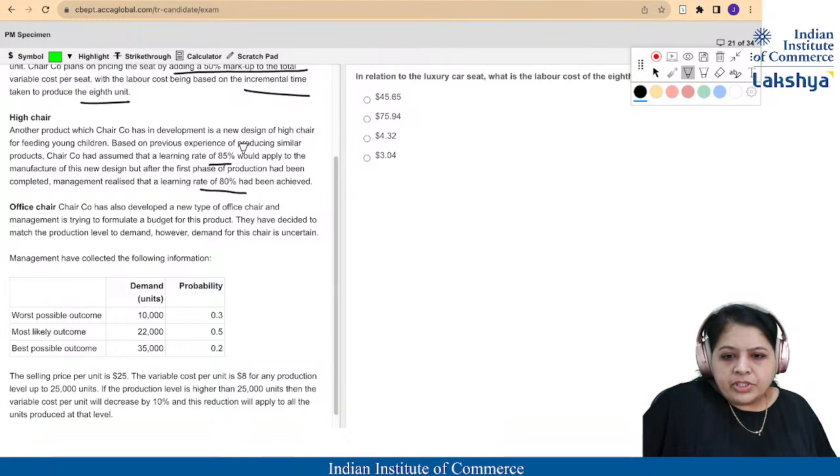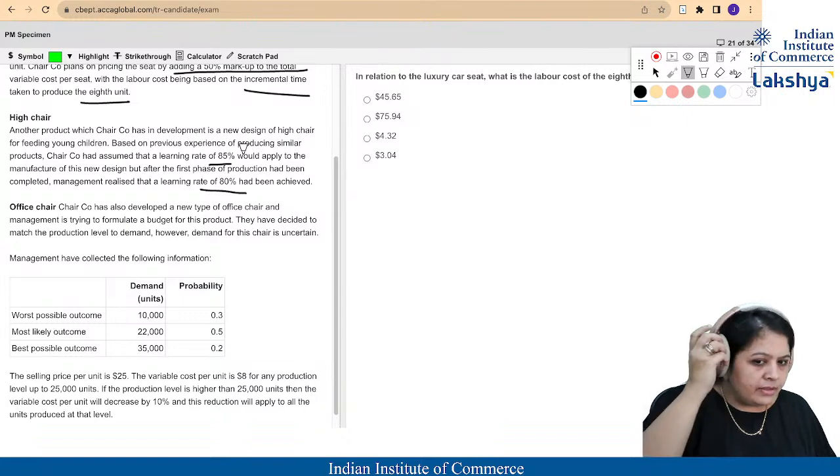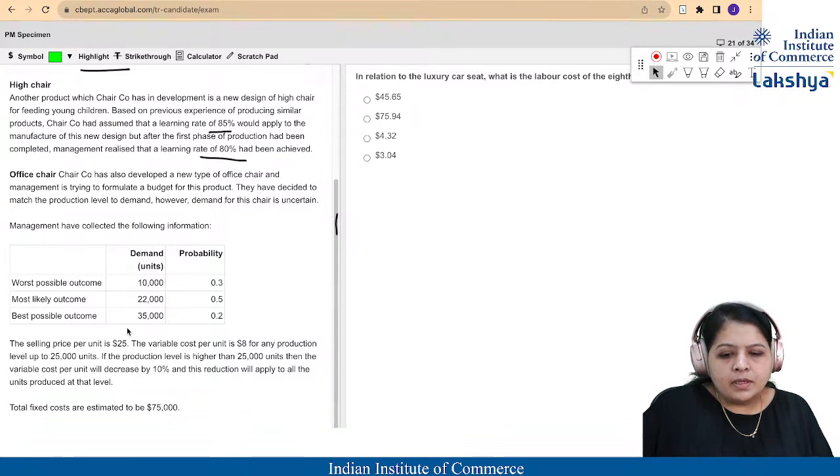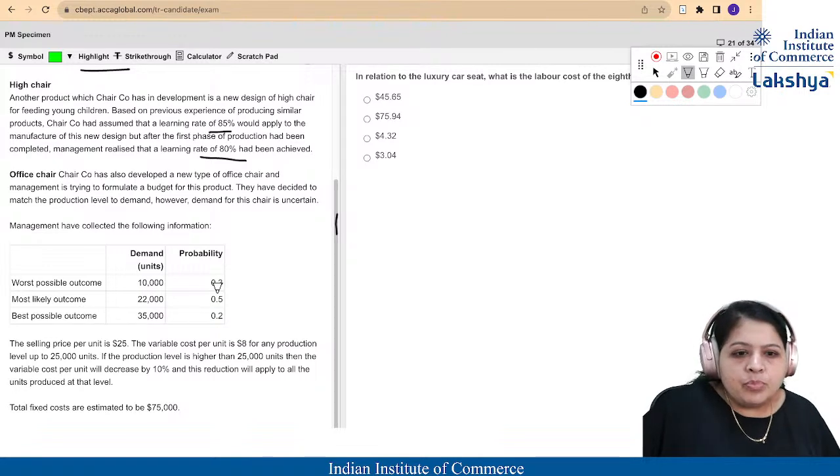The next one is office chair, which has developed a new type of office chair and is trying to formulate a budget for this product. They have decided to match the production level to demand. However, the demand for this chair is uncertain, and probabilities are mentioned here. Right? So you have your worst option where 10,000 is the demand and probability is 0.3, most likely 22,000 at probability 0.5, best possible is 35,000 and probability is 0.2.